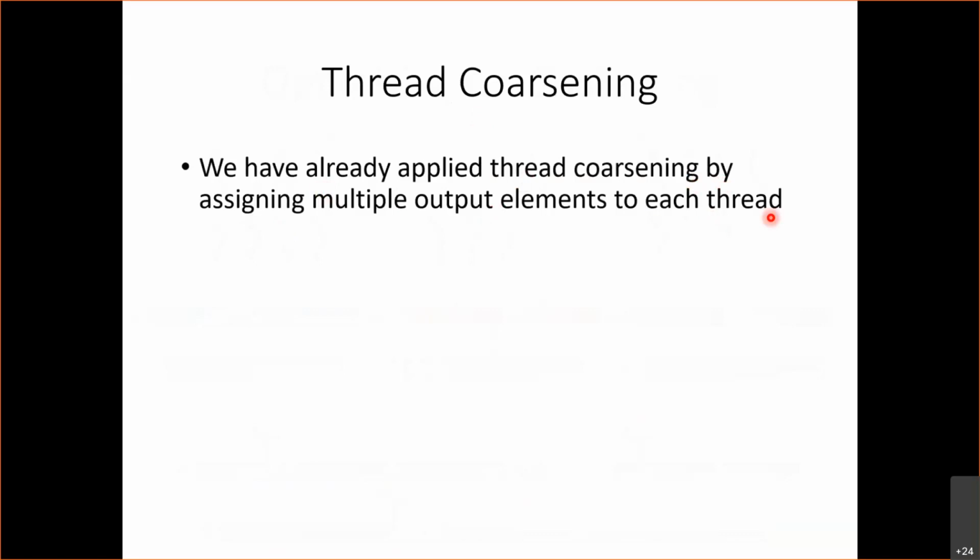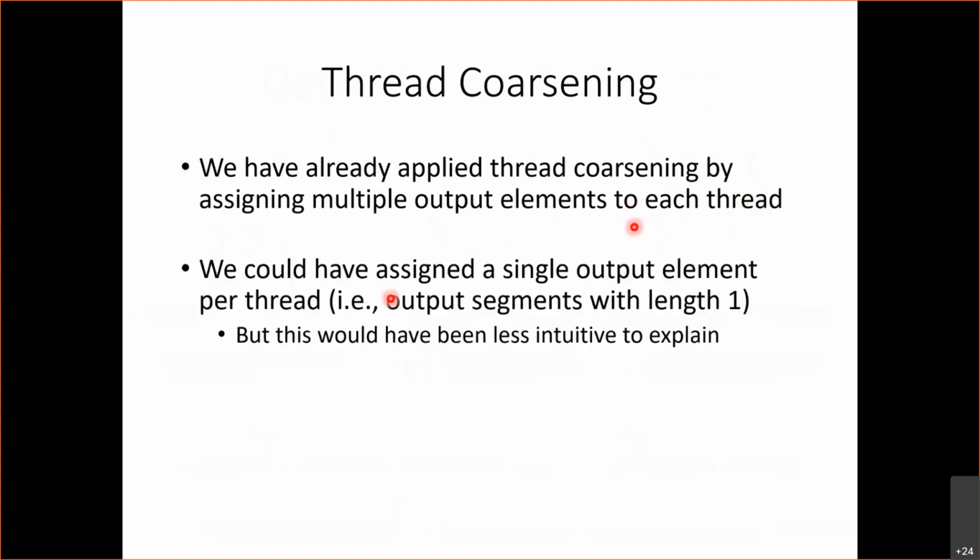We could have parallelized it in a way where every output element was assigned to one thread. And then we do a binary search for every single output element. But what we did instead is we actually assigned every thread to a segment of the output. So we've already applied thread coarsening by assigning multiple output elements to each thread.